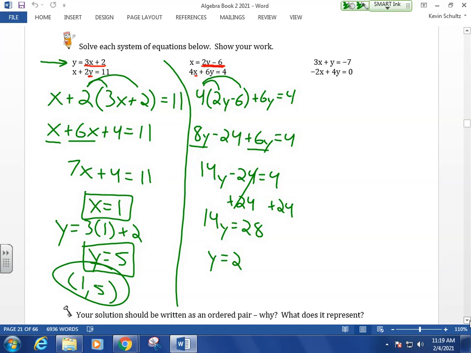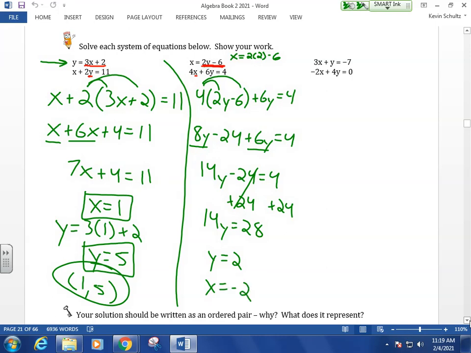Taking that 2, we go back to our original equation, x equals 2y minus 6, and now that we have a value for y, we can rewrite this to be x equals 2 times 2 minus 6. And what's our value for x? Negative 2.